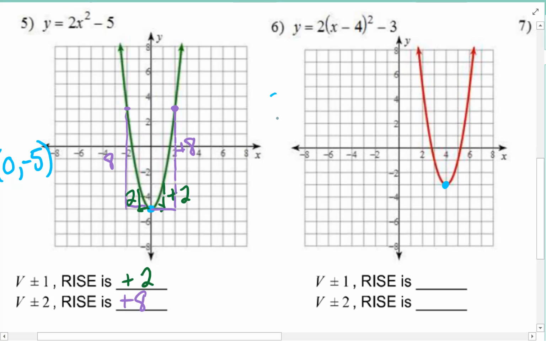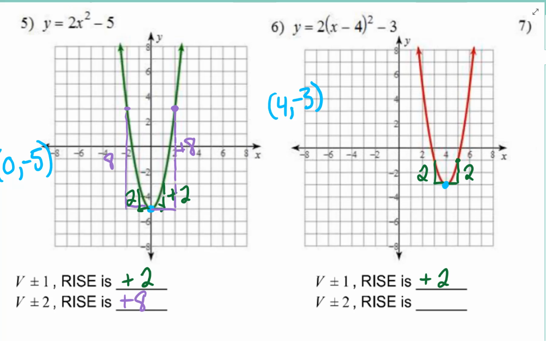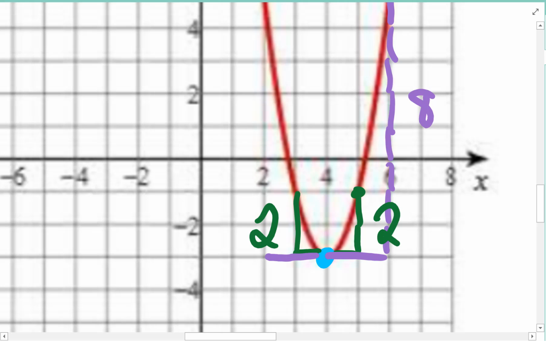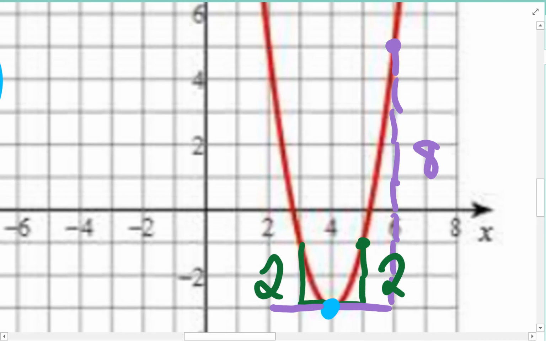The vertex here is (4, -3). 1 unit away from the vertex, we rise 2. So 1 unit away, we rise 2. 2 units away from the vertex, 1, 2, 3, 4, 5, 6, 7. It doesn't quite intersect until 8 units. Until we have risen 8 units. So 2 units away from the vertex, the intersection point is here, so that would be a rise of 8 units.